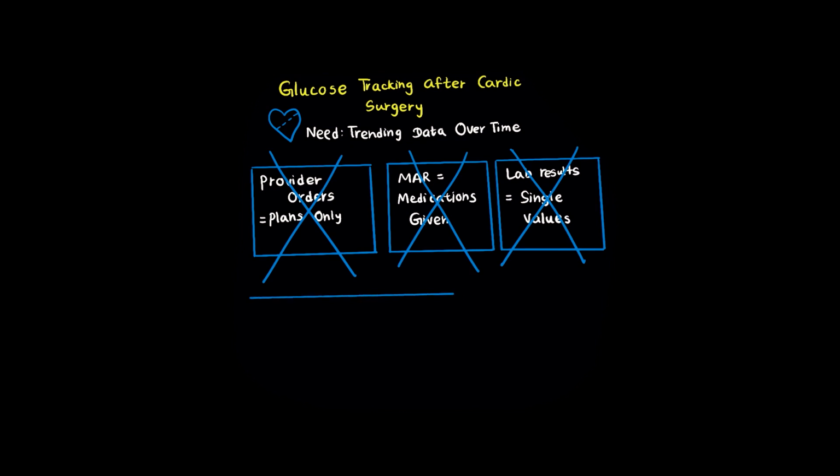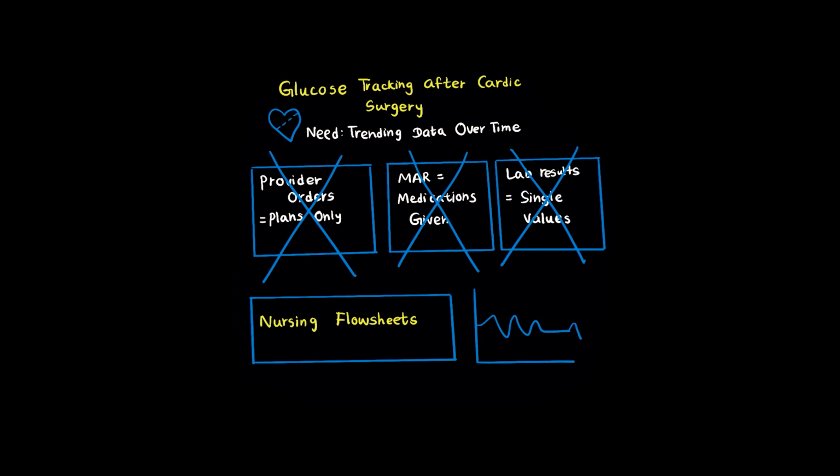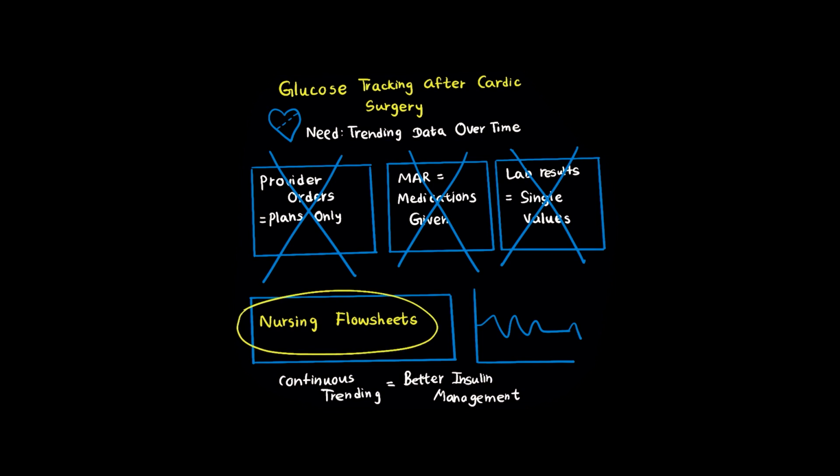But nursing flow sheets are designed specifically to track fluid status, vital signs, and yes, blood glucose trends continuously throughout shifts. They provide that comprehensive trending view that allows nurses to see patterns, identify when glucose spikes or drops typically occur, and adjust insulin protocols accordingly. This is why flow sheets are essential for managing complex cases like post-cardiac surgery patients, where glucose control directly impacts healing and recovery.